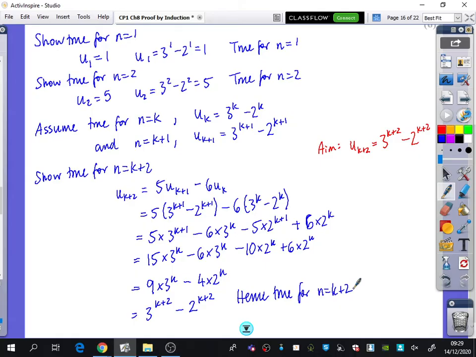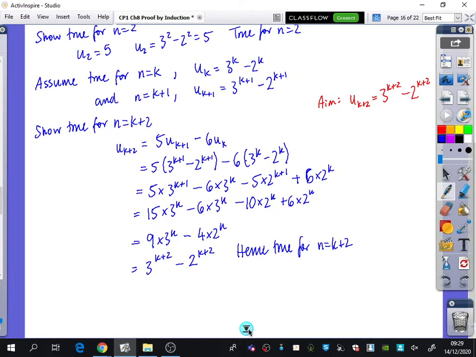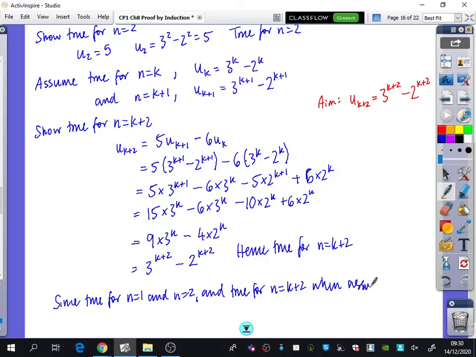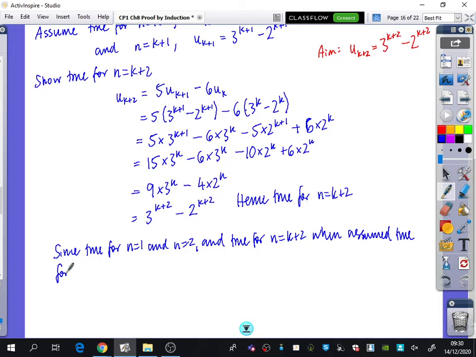And so our conclusion statement is going to be a little bit longer this time, because we need to say: since true for n equals 1 and n equals 2, and true for n equals k plus 2, when assumed true for n equals k plus 1 and n equals k, true for all n as a member of the positive integers.